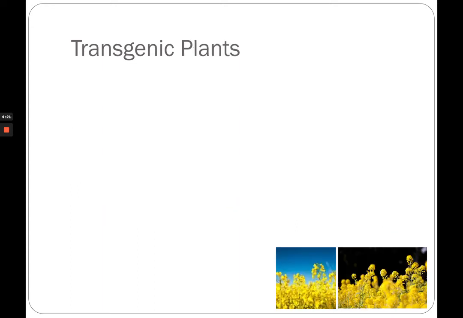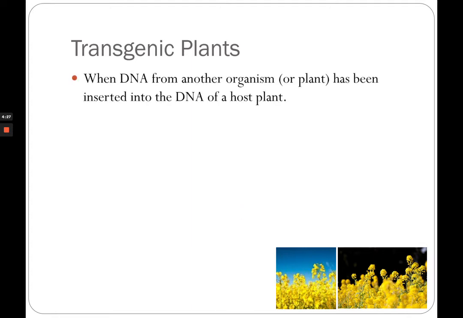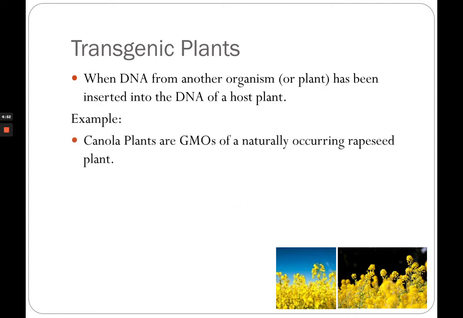Let's look at transgenic plants now. Similar to the bacteria, okay, we do take DNA from another organism. Most of the time it's from another plant, and we then insert it into the DNA of a host plant. The example that I want to talk about with you in this regard is actually canola. Okay, canola plants are pretty common across Canada, okay, especially in Manitoba on the prairies, but not a lot of people know that canola plants are actually GMOs.